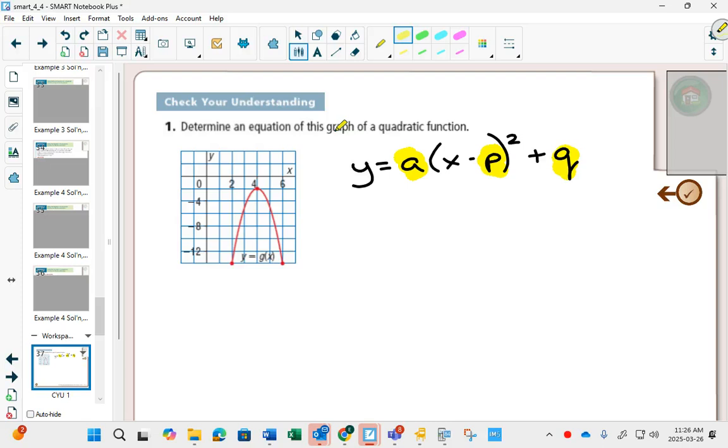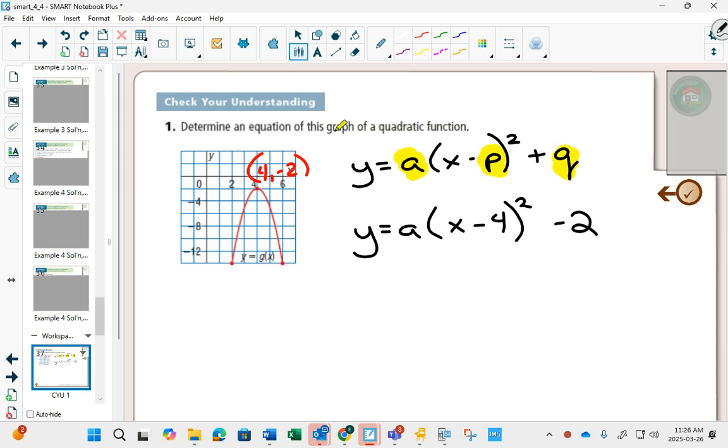Well, can you see from the graph, you can already tell where the vertex is. If I look at my graph, my vertex here is at, oh, it's going by 2's again, 4, -2. So I could already put in values for P, and if it's 4 to the right, how does that show up in the equation? X minus 4 is always opposite inside. If it's 2 down, that shows up as 2 down. So we have to know that the P value is sort of always the opposite, and the Q value is exactly what you see. Now there's 2 ways that you can find your A value.